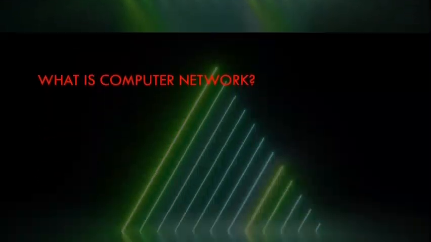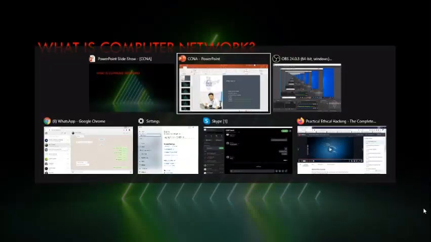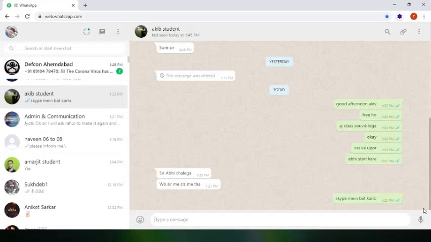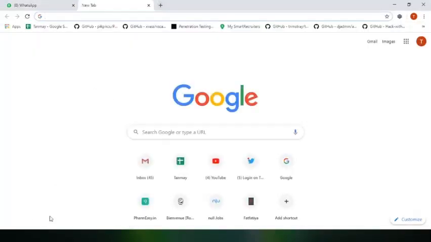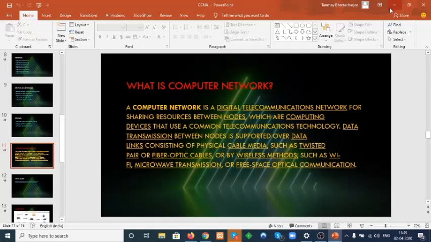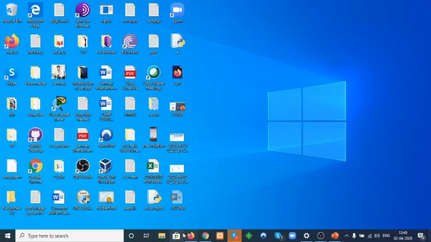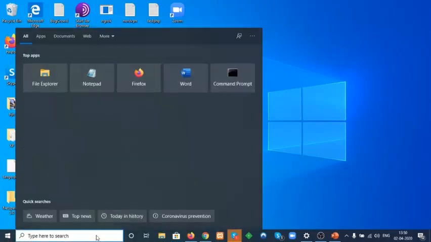So firstly, starting with the introduction: what is actually a computer network? If you do not understand the computer network, it is very difficult to go further. Let me switch to the board, sorry guys.